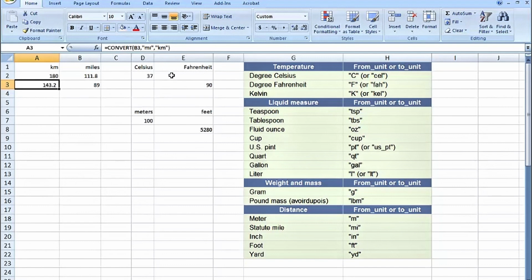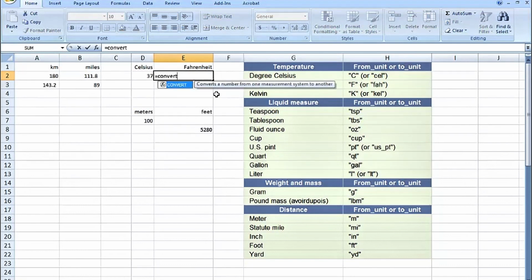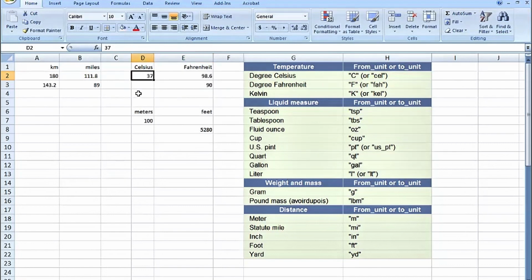And then Celsius and Fahrenheit, and here I've capitalized the two words to accentuate the idea that we'll be using the letters uppercase C and uppercase F. Same general idea here as we convert. In this case, this is the temperature, comma, double quote, capital C, double quote, comma, double quote, capital F, double quote. 98.6 is the Fahrenheit equivalent of 37 degrees Celsius.